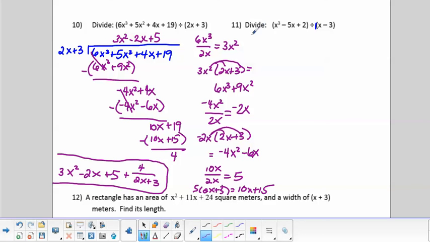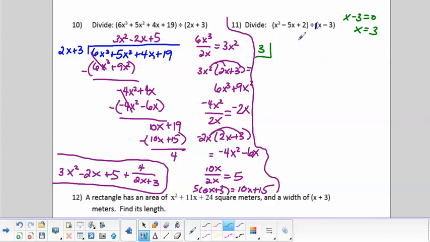Okay, for this next problem we're going to do synthetic division. Okay, so the 0 of the divisor goes in the box, so x minus 3 equals 0 gives us x equals 3. So 3 goes in the box. Then you put the coefficients next. The coefficient of x to the third is 1. There's no x squared term, so you need a 0 to hold the place. Then minus 5, and then plus 2.